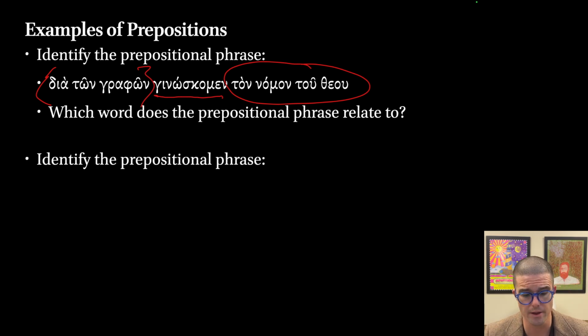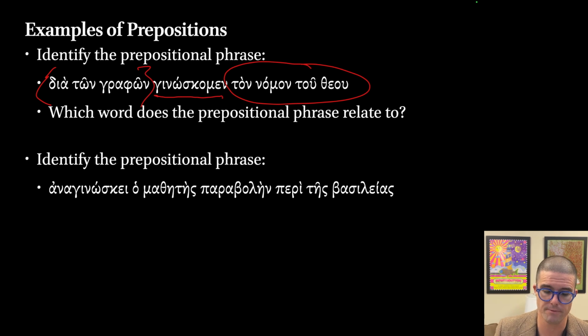All right, let's do another one. Identify the prepositional phrase in this case. I will read in Greek and then give us a translation. We have anaginōskei ho mathētēs parabolēn peri tēs basileias. Go ahead and take a guess at which one is the prepositional phrase. All right, and now I'll go ahead and do an English translation for us. We have the disciple reads a parable about the kingdom. Now, given that English translation, see if that helps you identify what the prepositional phrase is.